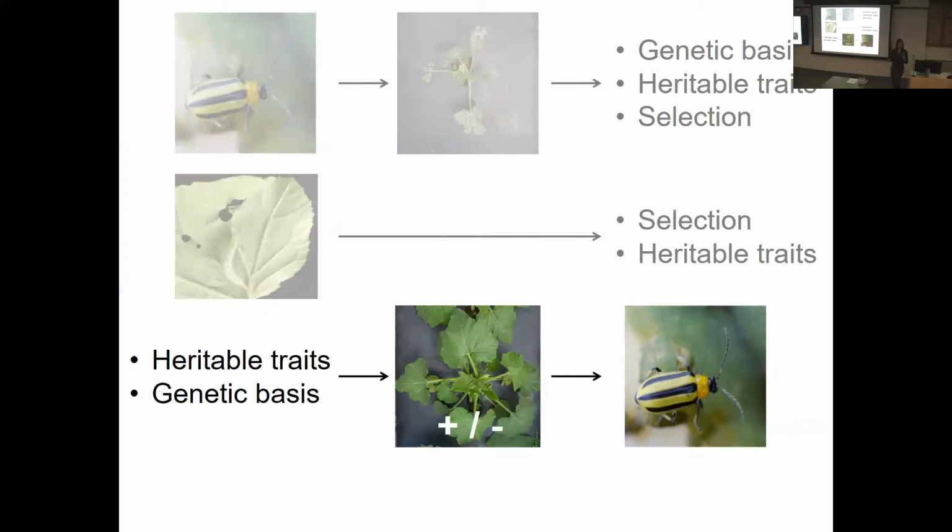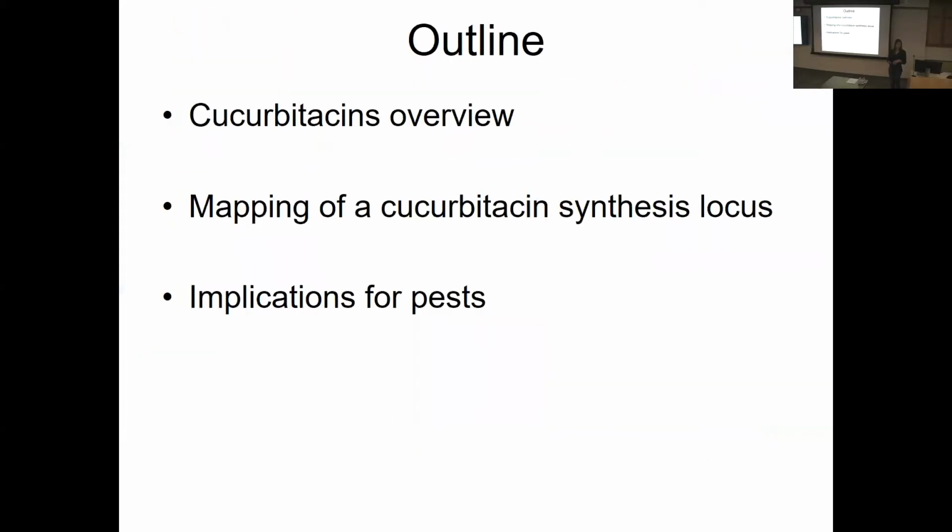The last part is what I'm going to be talking about today, and the compound in question in the title of my talk is cucurbitacins. So I'm going to start with an overview of what cucurbitacins are, tell you about some mapping results we have, and then, of course, talk about what this means for the striped cucumber beetle.